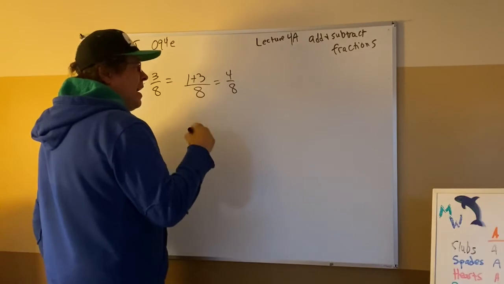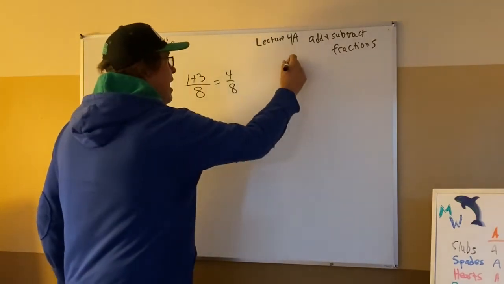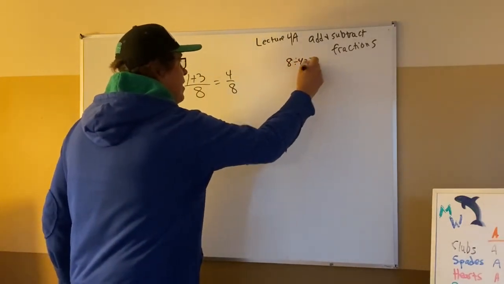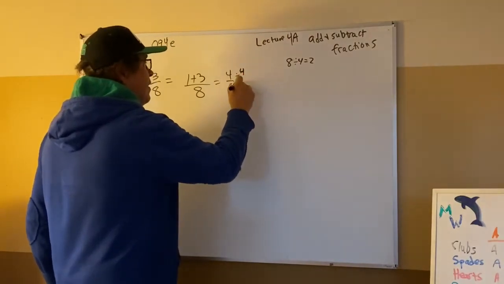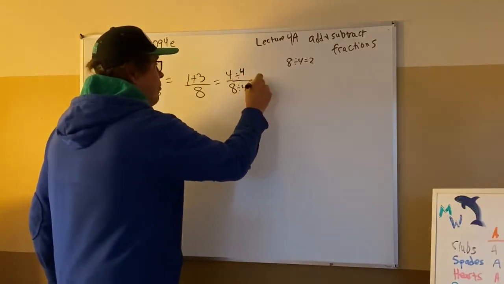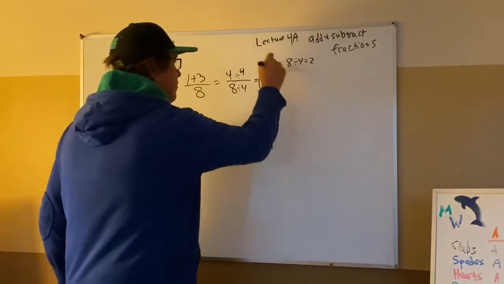Does 4 divide into 8? It does. So you take our 8 and we divide that by 4. That's going to make me get 2. So we're going to take the 4 and divide that by 4. I'm going to take the 8 and divide that by 4 to get ourselves down to 1/2.